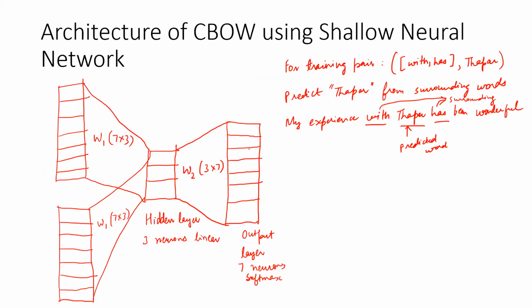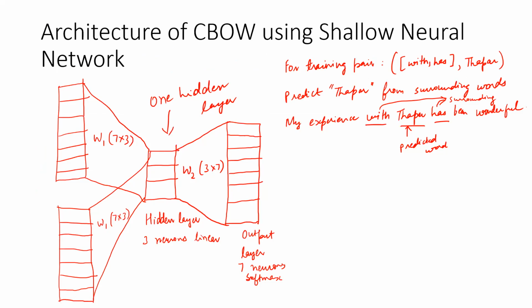So now, continuing from there, let's say that I want to train my continuous bag of words model using a shallow neural network. And shallow neural network means that we have only one hidden layer. So this is my one hidden layer, right? That's why this is shallow. If we have more than one hidden layer, let's say two or more, then it will be a deep neural network. So shallow means one hidden layer.